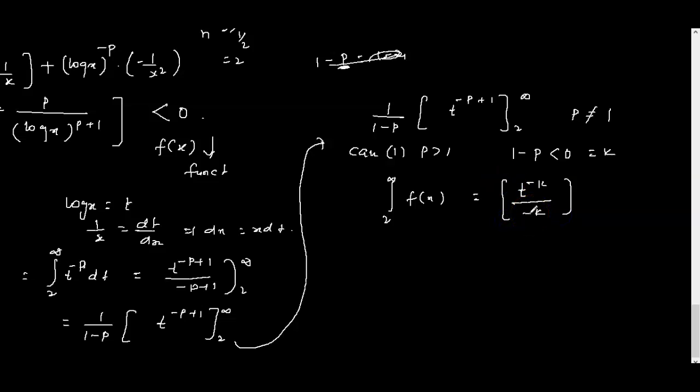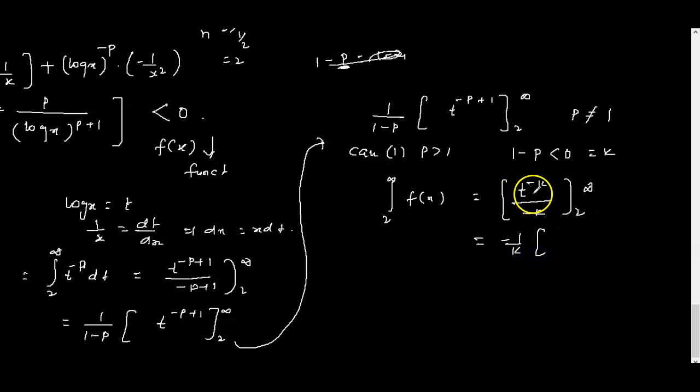Okay? This value I put here, 1 minus p, is some constant k. Any doubt in this? That is called 2 to infinity here. You can put the infinity value, 1 minus k, outside here.